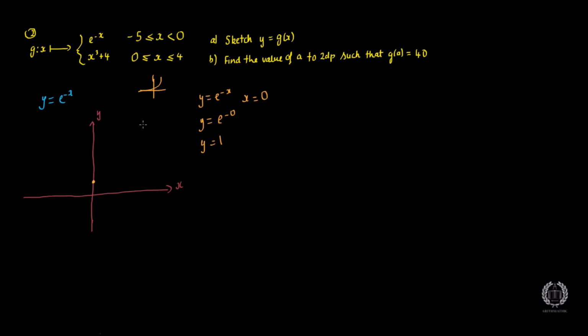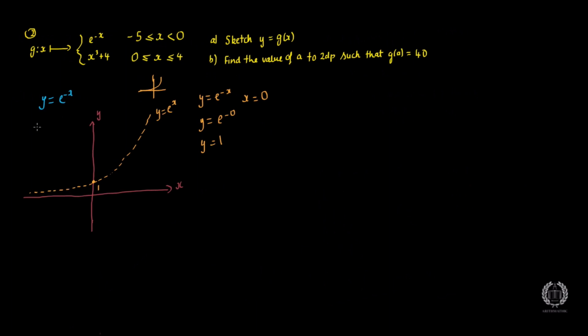Now we know that e to the x is going to be like this. So let me just draw my original graph. Again, this is not accurate. So this is my e to the x, right? And this is obviously at 1. But I want e to the minus x. And e to the minus x is basically a reflection in the y-axis. So you're going to reflect this in the y-axis.